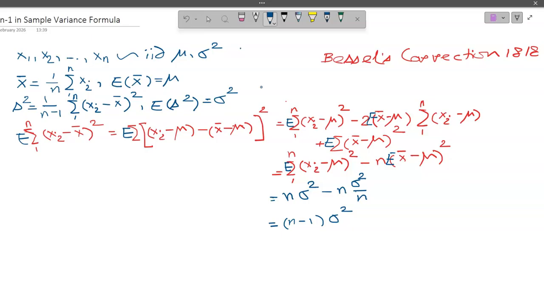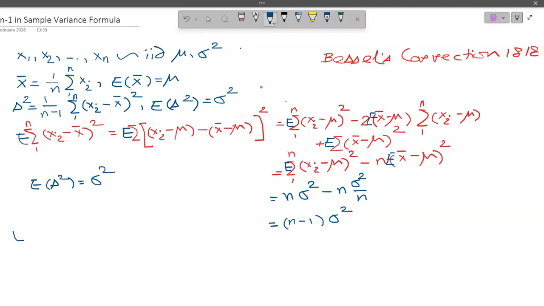So we get the expected value of the numerator of A square equal to (n minus 1) sigma square. So the expected value of A square equals (n minus 1) sigma square divided by (n minus 1), which becomes sigma square. So this is the proof of the unbiasedness of the sample variance formula under the setup of a random sample X1, X2, ..., Xn distributed IID with mean mu and variance sigma square.